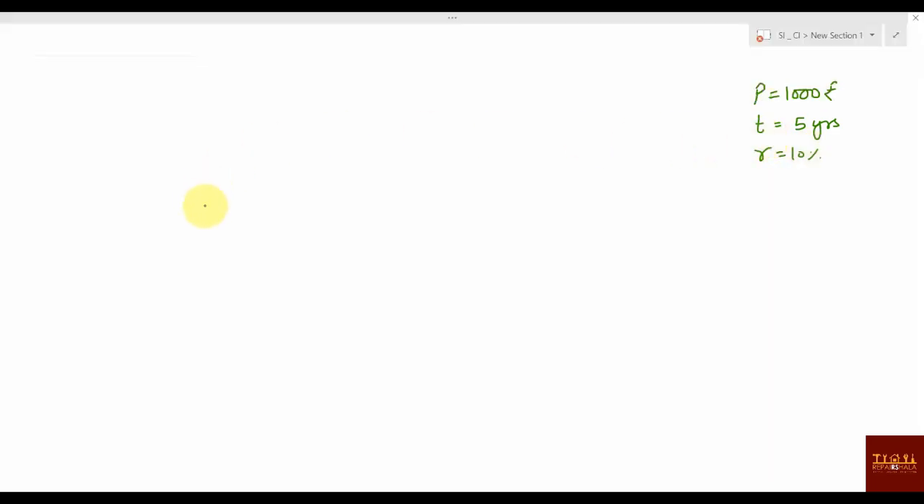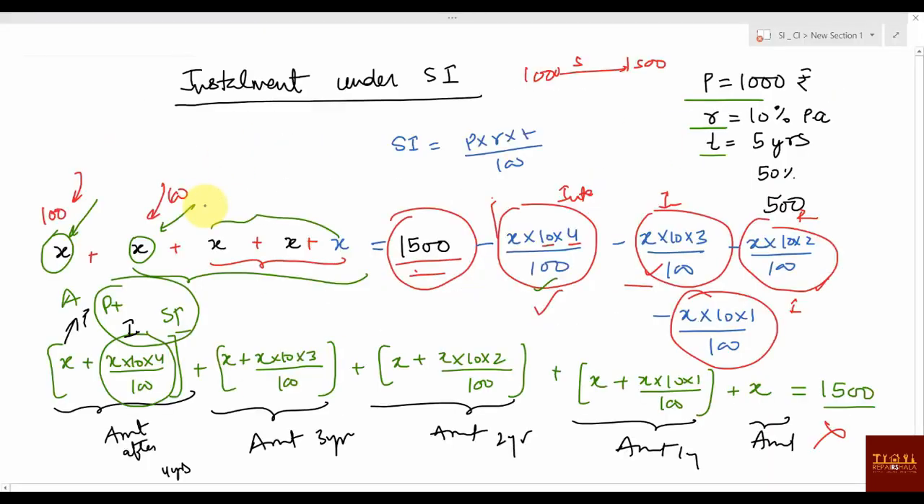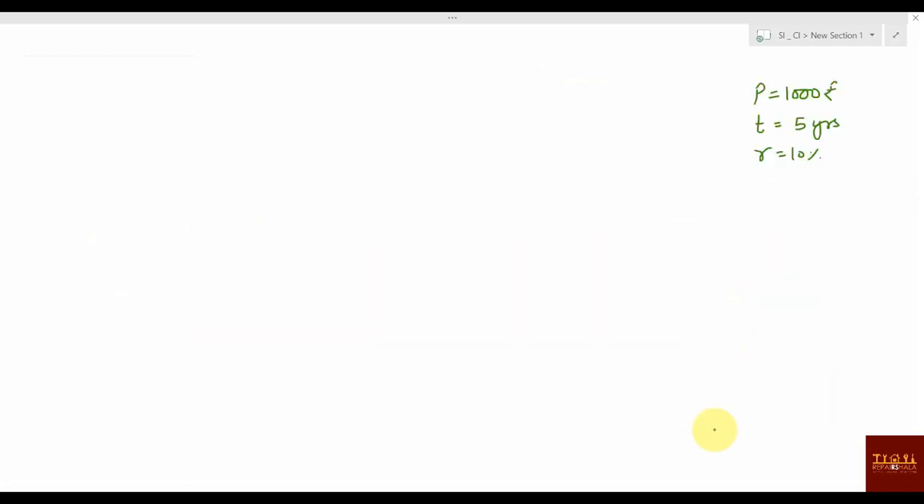Now look, it was there: amount after 4 years, amount after 3 years, amount after 2 years, amount after 1 year, and the initial. So can I write like this? In the case of CI also, I would say amount after 4 years will be X plus X into 11 by 10. After 4 years means this one. Can you write like this?